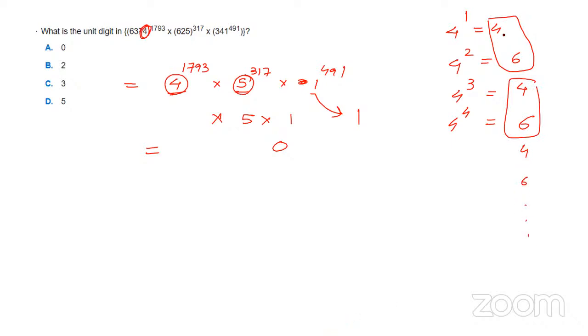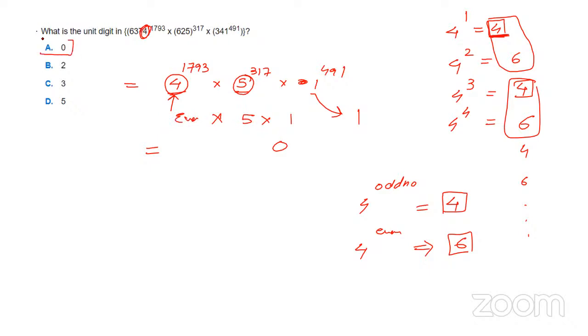So we can generalize it as 4 raised to any odd number, the unit digit is going to be 4. See, 4 raised to 3 is 4. 4 raised to 5 is going to be 4. 4 raised to any odd number, the unit digit will be 4. Or I can say that 4 raised to any even number, the unit digit is 6. But we don't need to get into that detail here, because we know that 4 raised to any number is going to be definitely an even number. That's enough, right? So any even number into 5 will definitely end with 0. So we can clearly mark option A as the right answer.